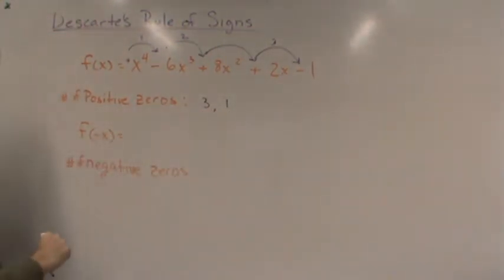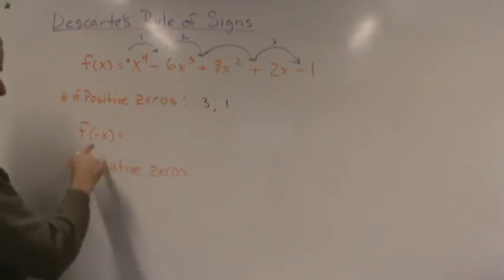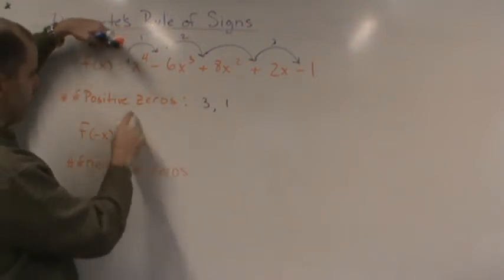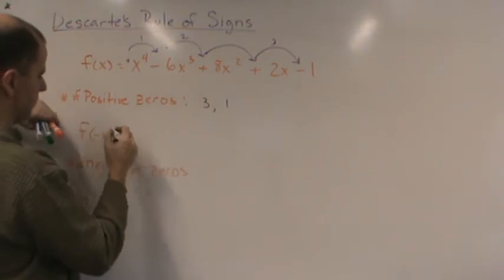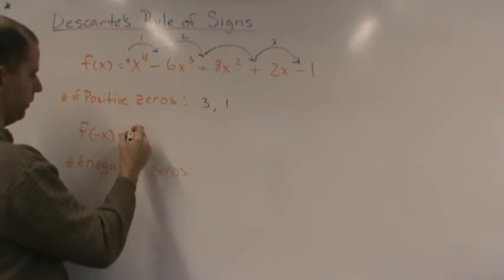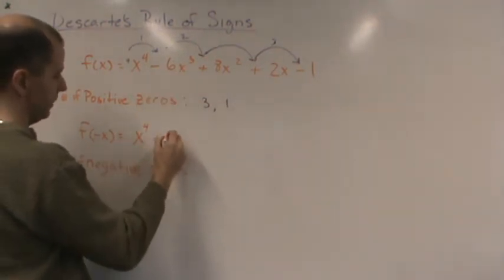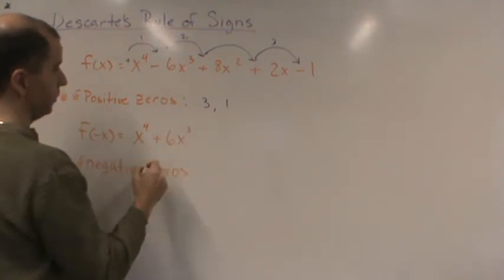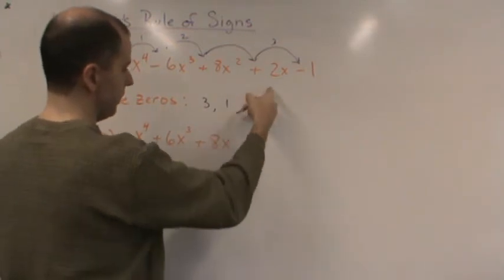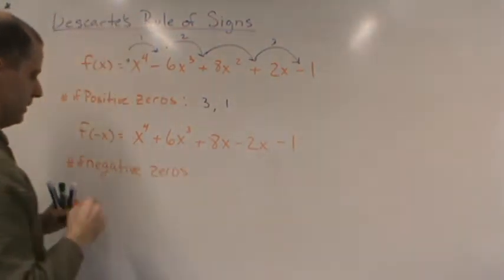Now let's do negative zeros. How do we find the number of negative zeros? Well, let's first consider f of negative x. How is that going to look? It's not going to change this one, so that'll still be x to the fourth. But this one's going to change to plus 6x cubed. This one's going to stay the same. And then this one's going to change to minus 2x. And then, of course, the constant stays the same.